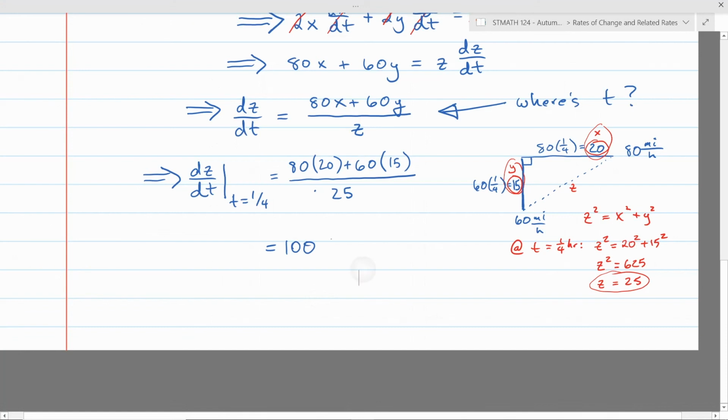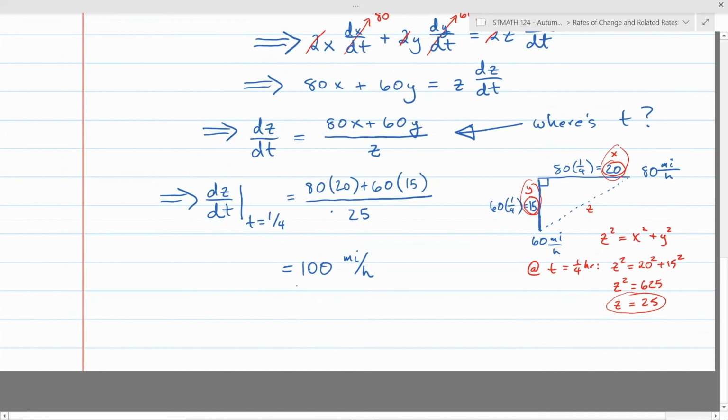And then the units are, since z was measured in miles and time was measured in hours, we end up with exactly 100 miles per hour. And that's our answer. And when I think about how fast those cars are going away from each other, that kind of makes sense. They're not driving directly apart from one another. If they were driving directly apart, like one was going east and one was going west, then it would just be the sum of their velocities, right? But here it's going to be somewhere in the middle, not all the way 140 miles per hour. Yeah, the answer seems reasonable to me, so I think we're good.